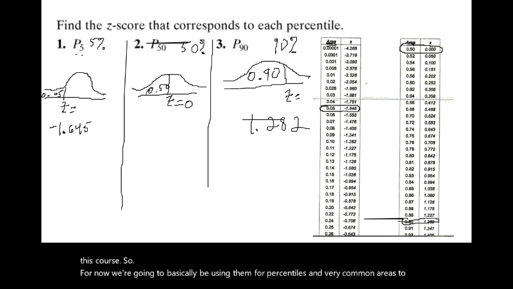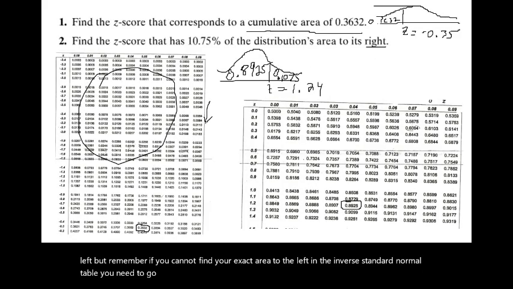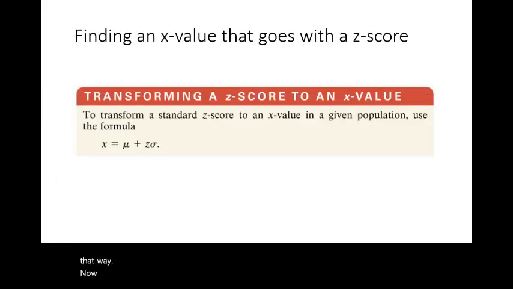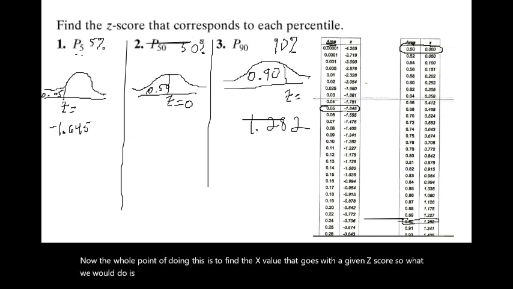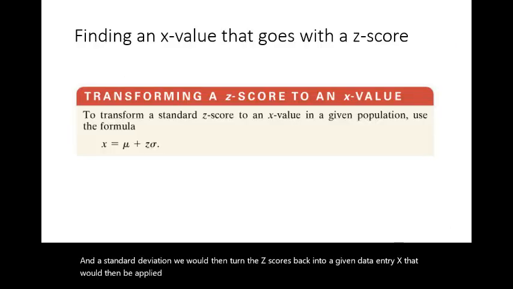But remember, if you cannot find your exact area to the left in the inverse standard normal table, you need to go into the body of the regular standard normal table and find your z-score that way. Now, the whole point of doing this is to find the X value that goes with a given Z-score. So if any of these percentiles were in some sort of real life context with a mean and a standard deviation, we would then turn these Z-scores back into a given data entry X that would then be applied back to the original context of the problem.